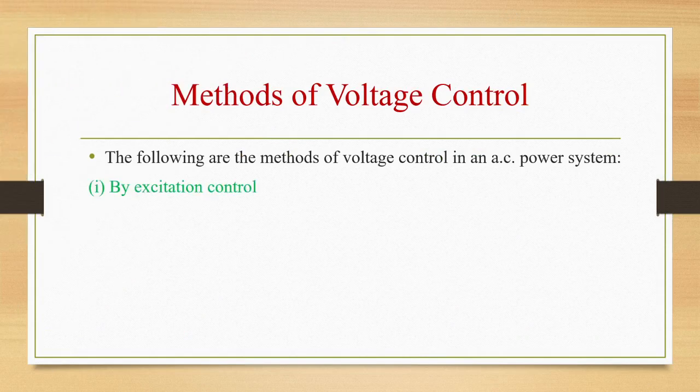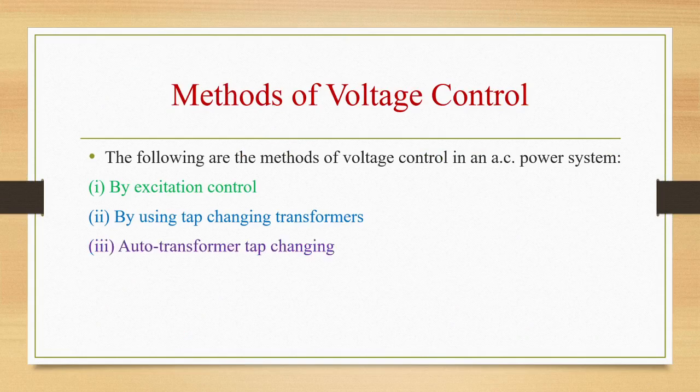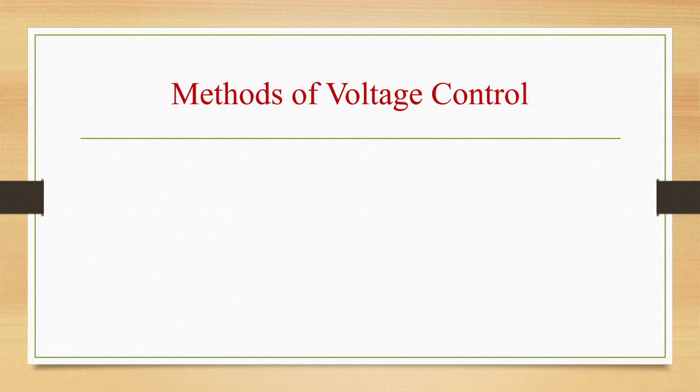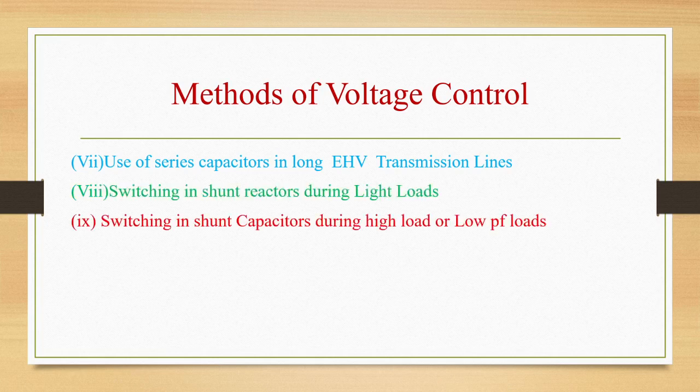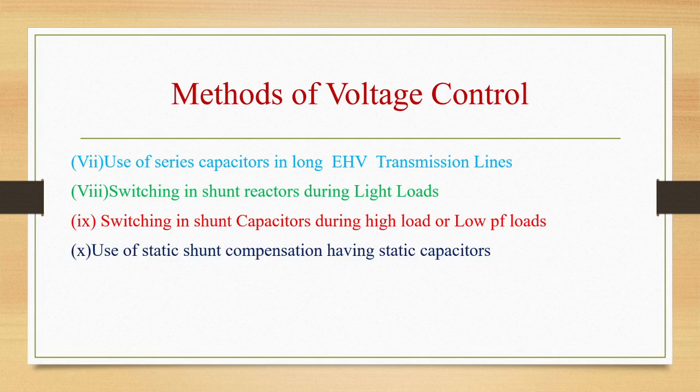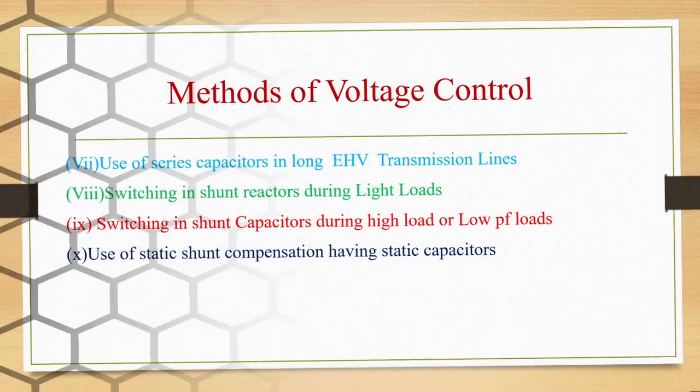So various methods of voltage control in AC system are by excitation control, by using tap changing transformers, by auto transformer tap changing, booster transformers, induction regulators, synchronous condenser, use of series capacitors in long EHV transmission lines, switching in shunt reactors during light loads, switching in shunt capacitors during high load or low power factor loads, and use of static shunt compensation having static capacitors.